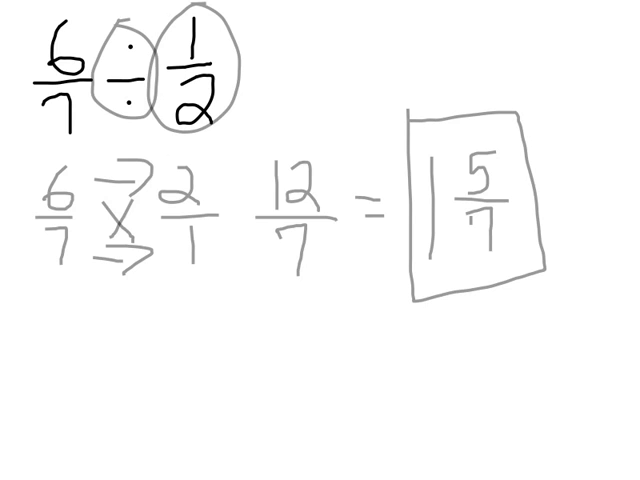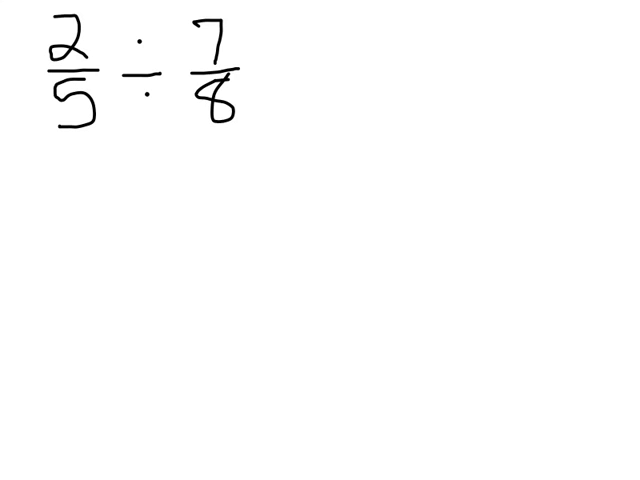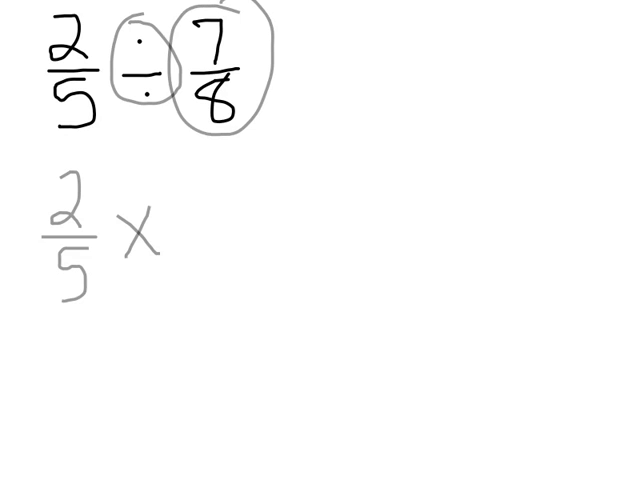Let's do another one. All right, let's say I had 2/5 divided by 7/8. Well, my process stays the same. I know the first thing I have to do is go ahead and turn this into a multiplication problem using keep, change, flip. So I'm going to keep 2/5, write it below. I'm going to change my division sign to a multiplication sign, and I'm going to flip this last fraction. So 7/8 becomes 8/7.